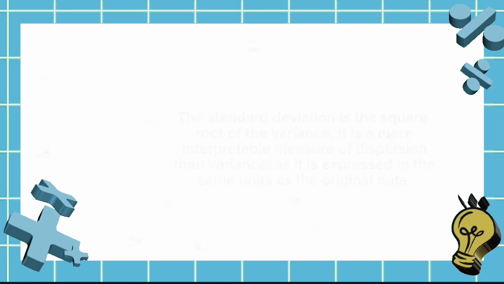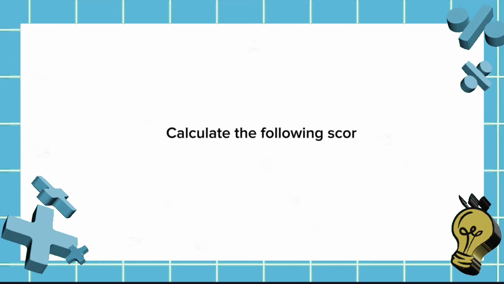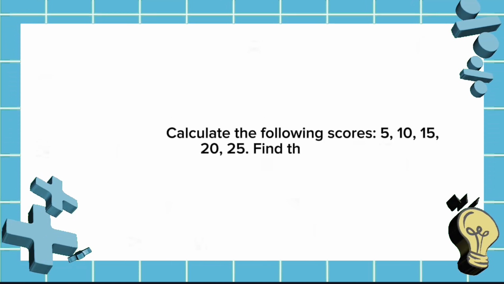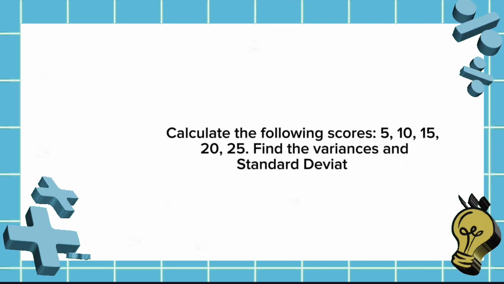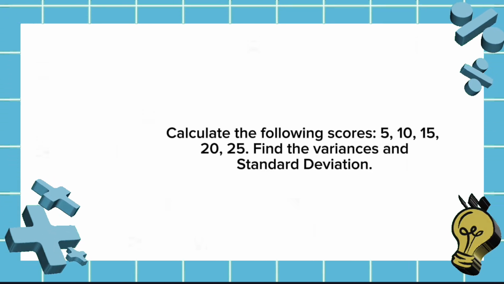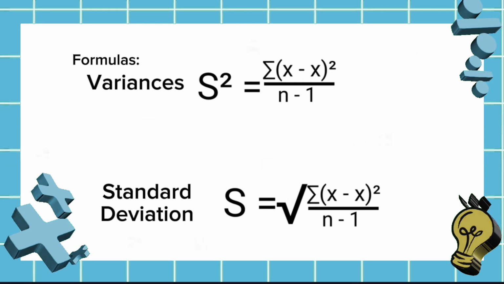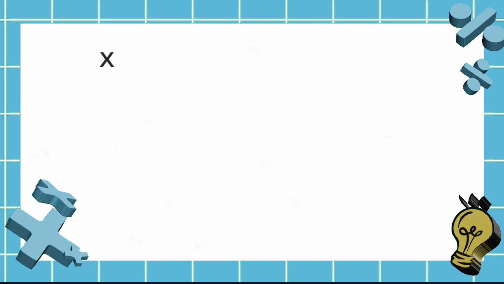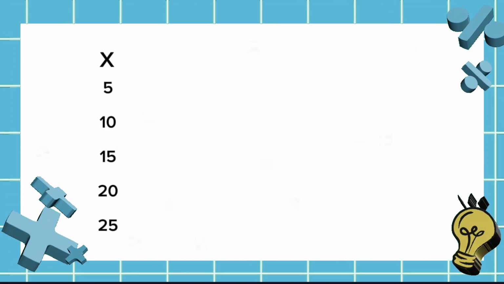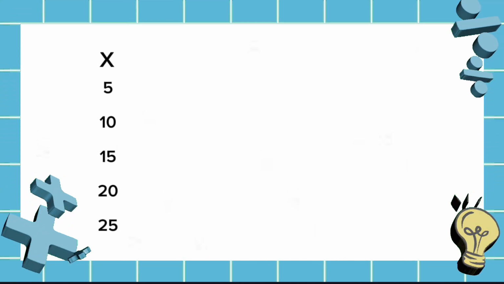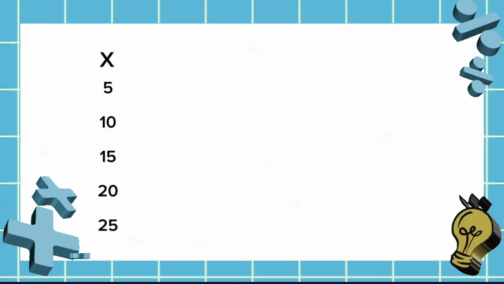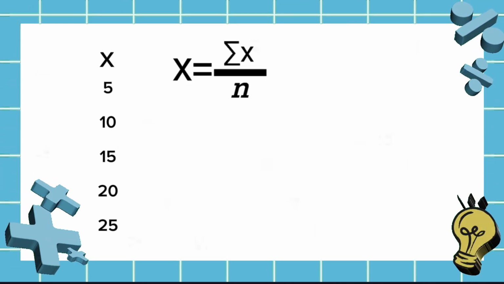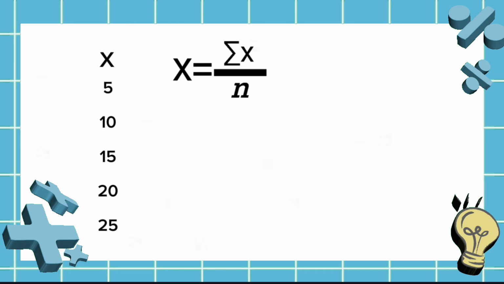Solving problem. Calculate the following scores: 5, 10, 15, 20, 25. Find the variance and standard deviation. To solve this, we must use the formulas for these two. First, let's make a table to properly present the numbers and scores. The numbers and scores are the x to start the solving. We must use the formula for the mean to get a summation of x.